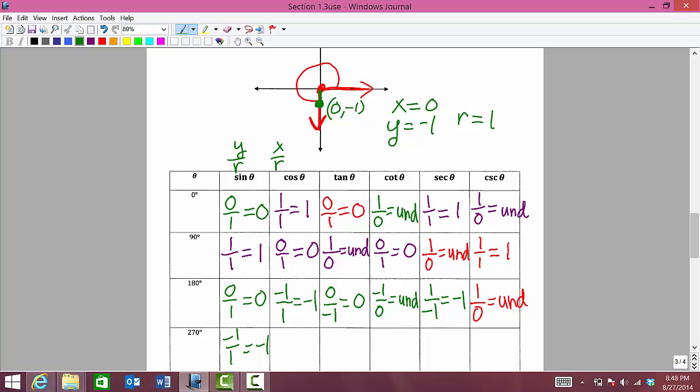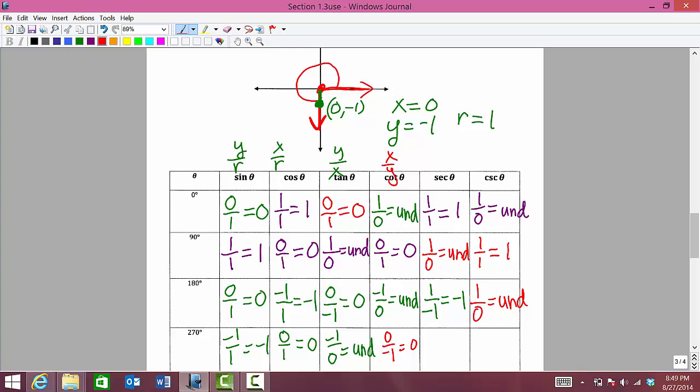Cosine is x divided by r, 0 divided by 1 would be 0. Tangent is y divided by x. So that would give us negative 1 divided by 0, which would be undefined. Cotangent is the reciprocal of that. That would be x divided by y. So that would be 0 divided by minus 1, which is 0.